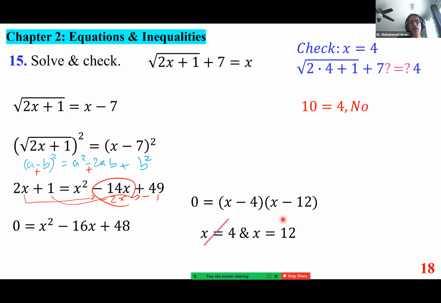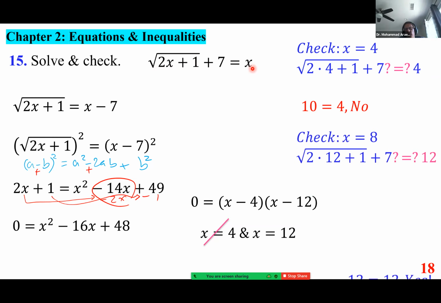What about 12? Let's plug it in. 2 times 12, 24, and 1 is 25. Comes out as 5 and 7. 12. Yes, it works. Therefore, there is only one solution, X equals 12. This doesn't work. The terminology for that, it's an extraneous solution.